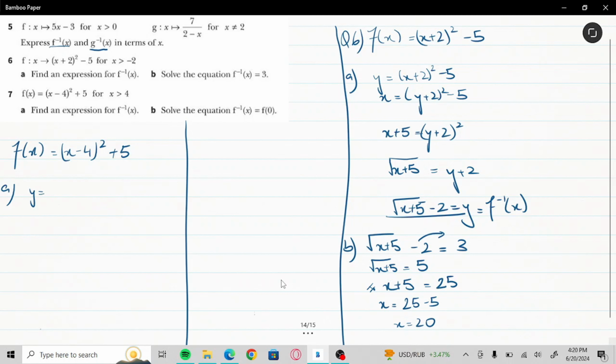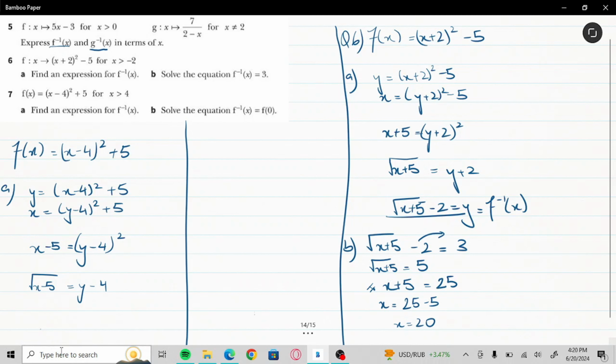So simple, y is equal to (x minus 4) whole squared plus 5. As we are doing, interchange the x and y values again. x is equal to (y minus 4) whole squared plus 5. Now what we do next is simplify this equation to make y the subject. So x minus 5 is equal to (y minus 4) whole squared, and we don't care what the other thing becomes. We just have to make y the subject. So we make this under root (x minus 5) is equal to y minus 4.